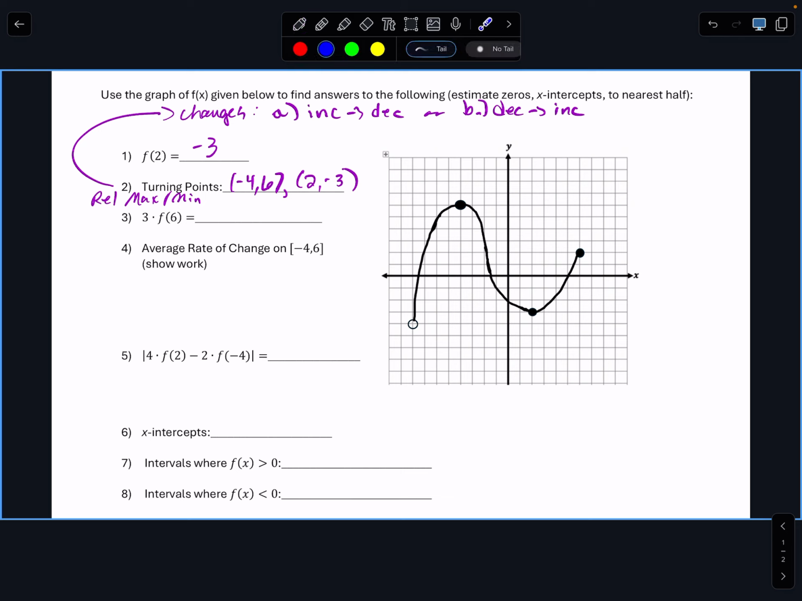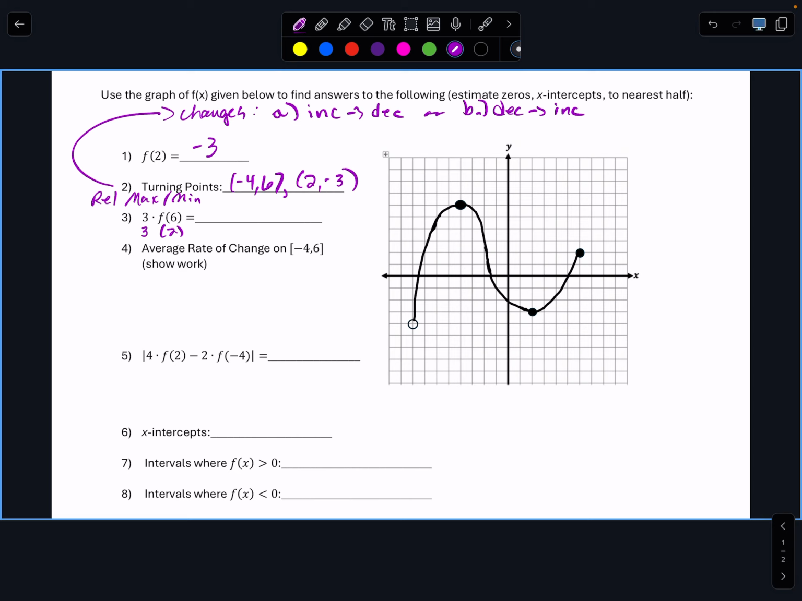In problem number 3, we see function notation similar to problem number 1. This f of 6 means what is the y coordinate when x is 6? And we're going to plug in the value for that. So when x is 6, 1, 2, 3, 4, 5, 6, y is 2. So we are going to plug in 2. F of 6 is 2.